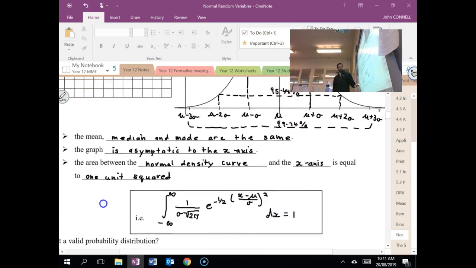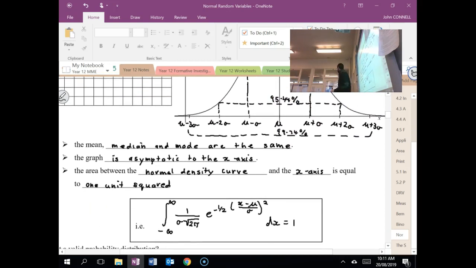Now, let me just explain this. Why am I going from minus infinity to infinity? Well, remember we said that it's asymptotic to the x-axis. So this function never actually crosses over the x-axis. It's greater than 0 for all values from minus infinity to infinity. So this function exists for all real values, which means we need to integrate from minus infinity to infinity. It exists for all those values. And if we do that, then we're actually going to get 1.